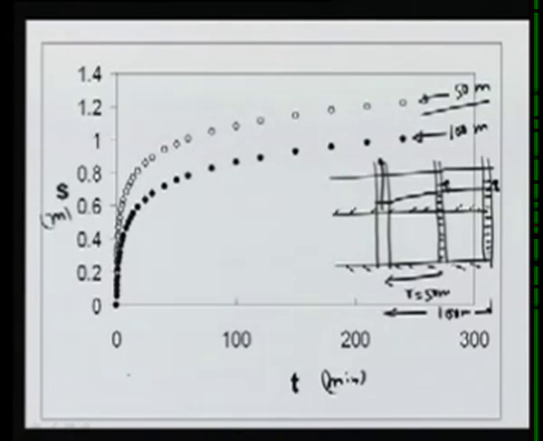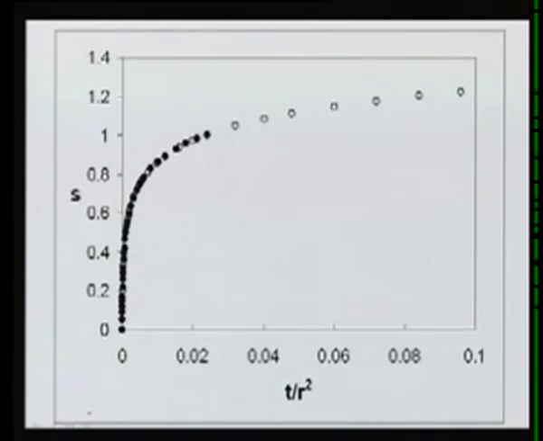And if you look at the definition of u, then we can see that this r square over t term occurs in the definition of u. So instead of plotting t versus s, if we plot t over r square versus s, then both of these curves may come at the same location. So that is what is shown here. Again, the filled circles are the 100-meter drawdown and the open circles are the 50-meter drawdowns.